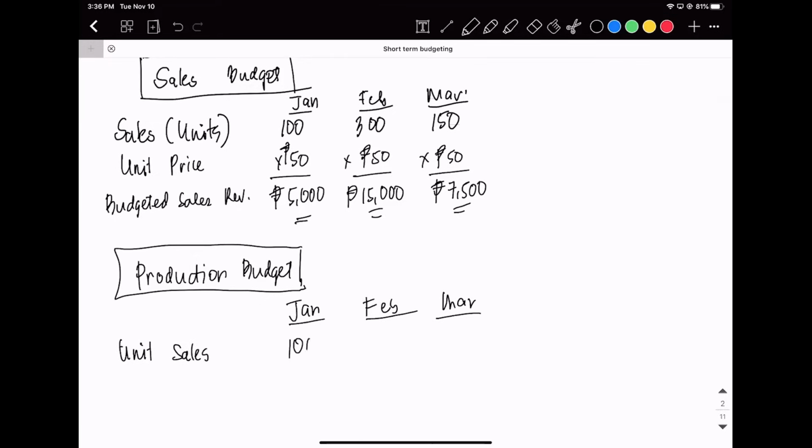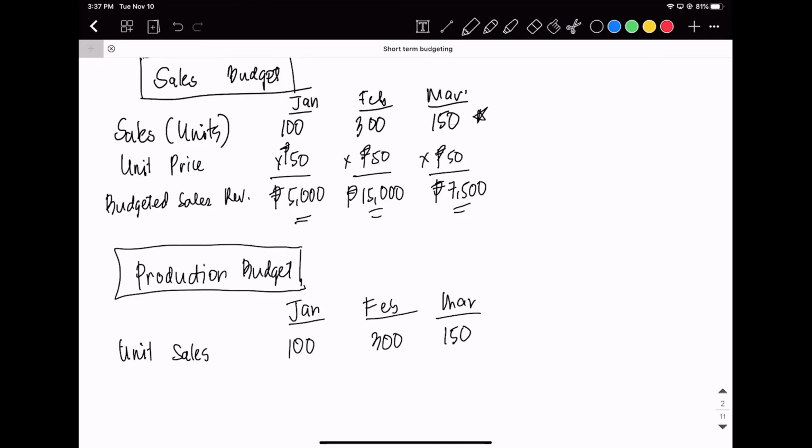So, ilan yun? Ito yung kanina, no? Ito yun. 100, 300, and 150. Sir, are we going to produce the same number of units with our unit sales? Definitely, no. In some cases, we are assigning some allowance. Kasi ano lang to, yung unit sales na yan, these are forecasted sales. So, posible na may differences, may discrepancy with the actual sales. So, kaya dapat meron tayong allowance.